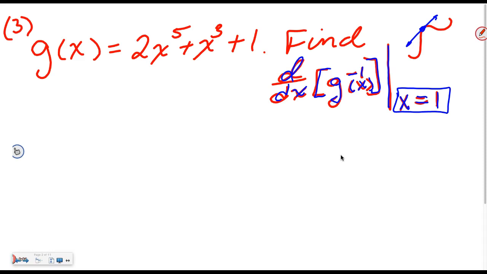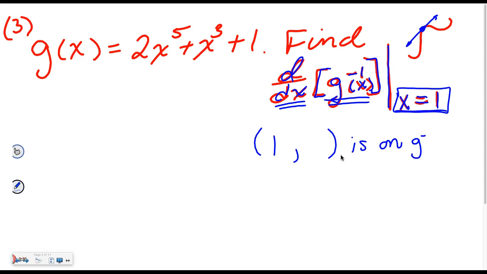I'm going to give you a little help on 3 of them from your note packet. So the first one will be number 3, where you're given a function g, it's explicitly defined, and you're asked to find the derivative of the inverse function at x equals 1. So what I know is that 1 comma something is on the inverse function. It has to be. It says at x equals 1. What that also tells me is that something comma 1 is on g.